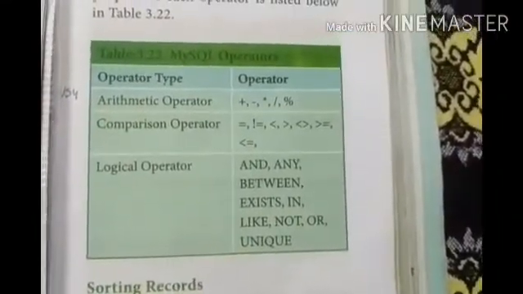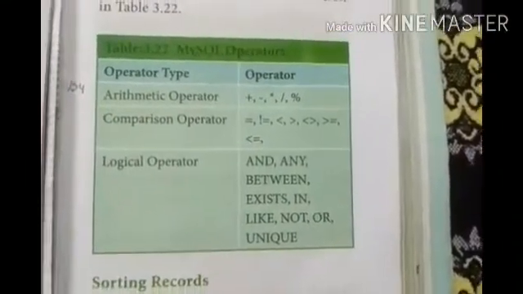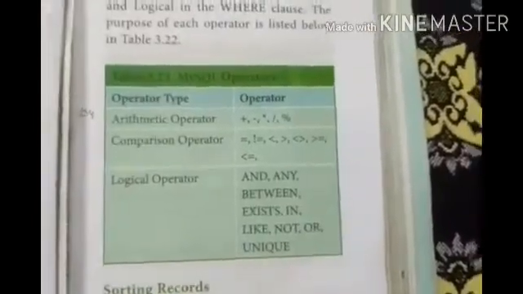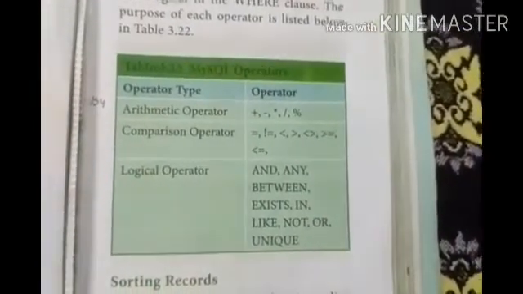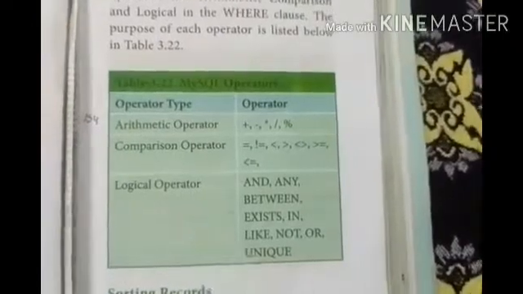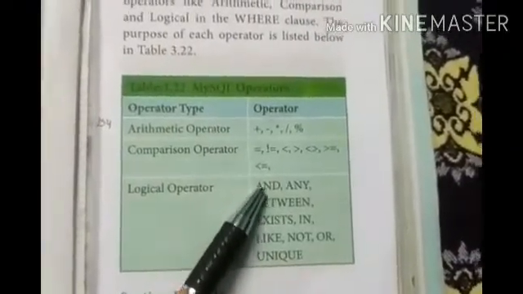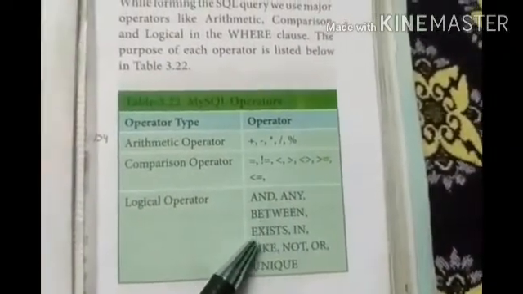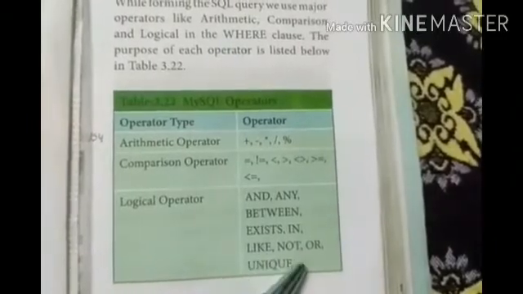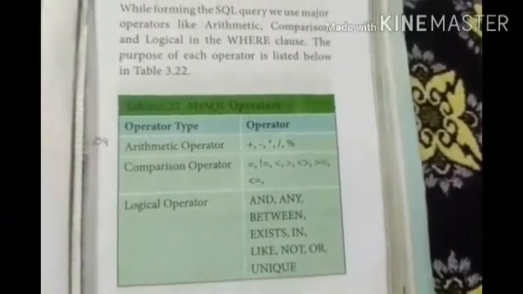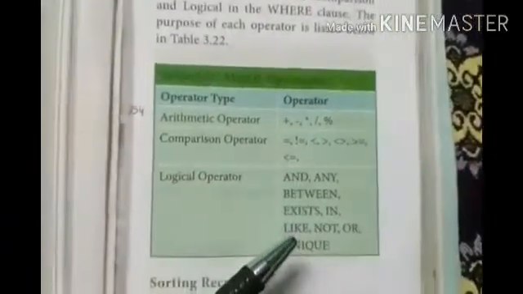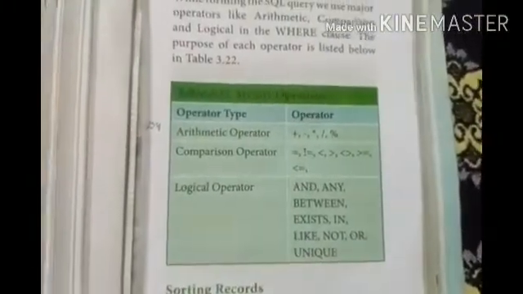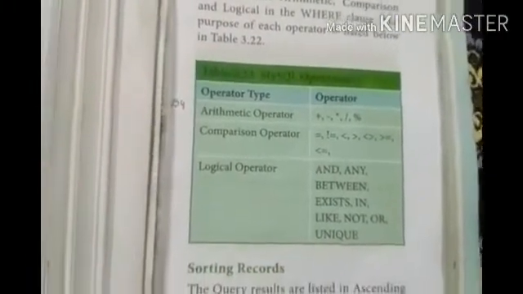So students, the next topic we are going to see is logical operators that are used with the WHERE clause: ALL, ANY, BETWEEN, EXISTS, IN, LIKE, NOT, OR, UNIQUE. So these are all the operators that are used with the WHERE clause conditions. We are going to see them with an example.